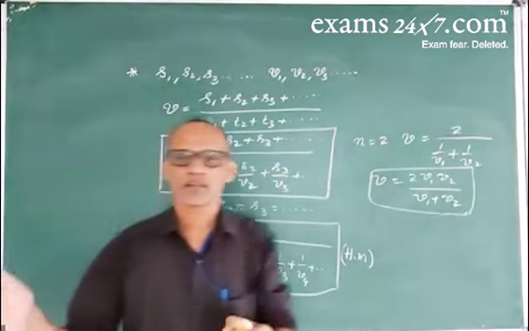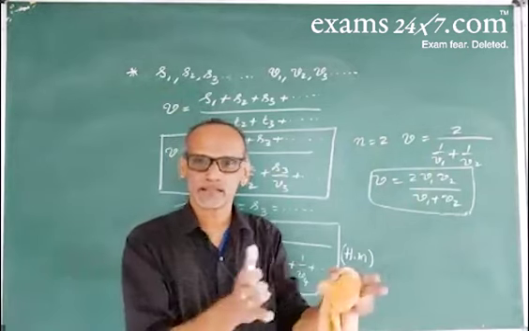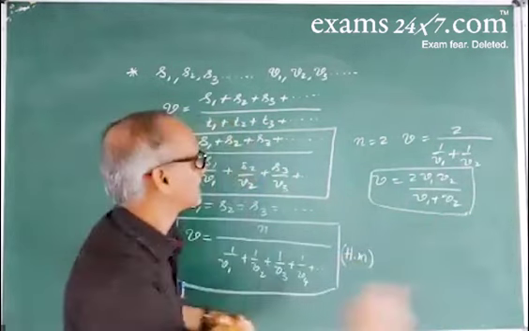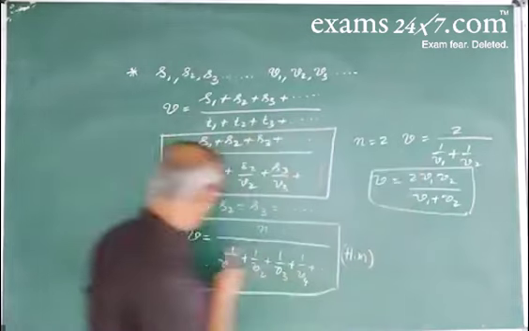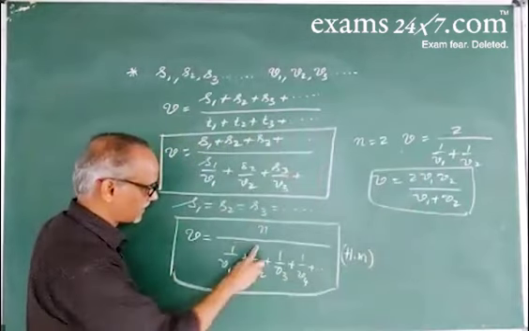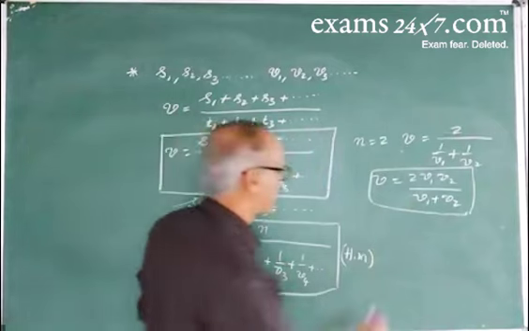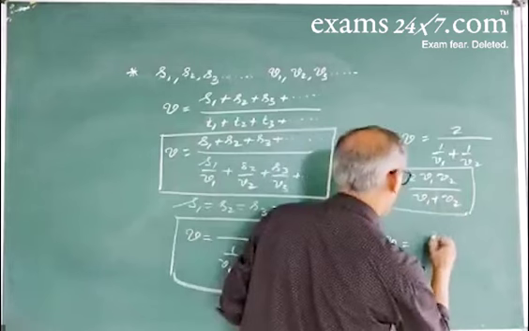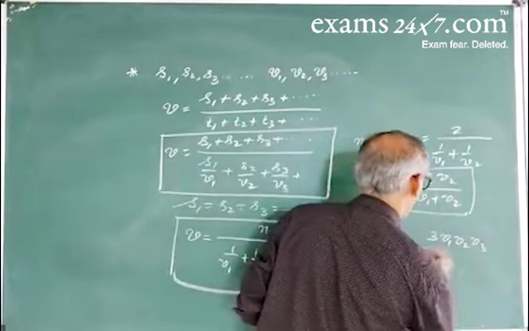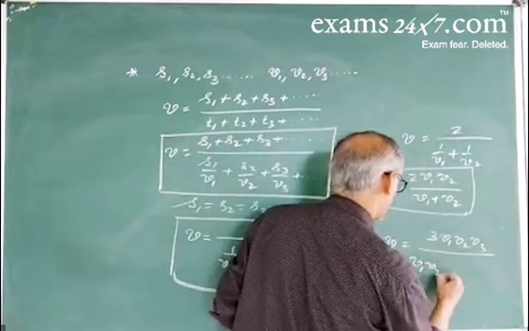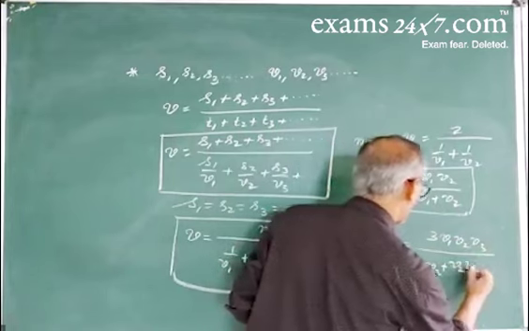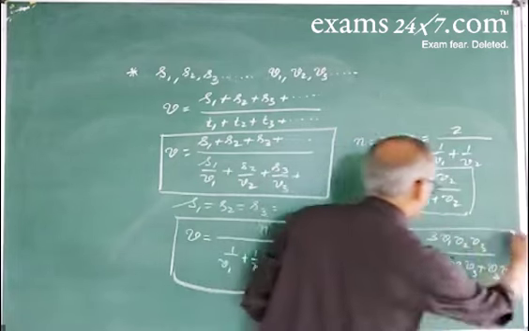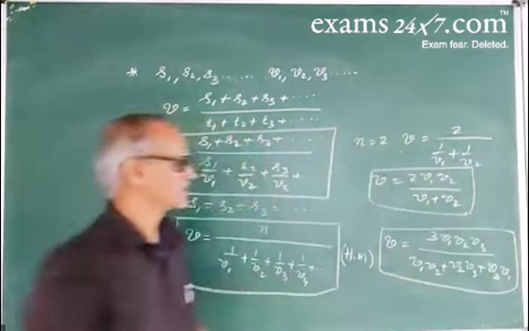What if a body covers a certain distance in three equal distances? The total distance is split into three equal parts, or three equal distances. In that case, we get v is equal to 3 by (1 by v1 plus 1 by v2 plus 1 by v3), and that gives v is equal to 3 v1 v2 v3 by v1 into v2 plus v2 into v3 plus v3 into v1. So this is for three equal distances.